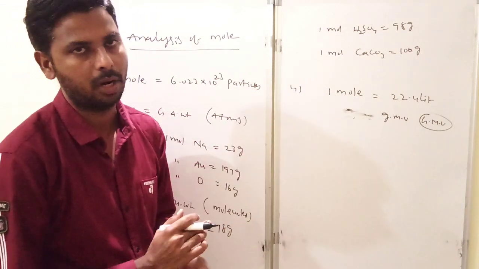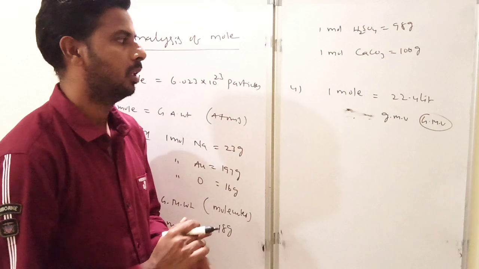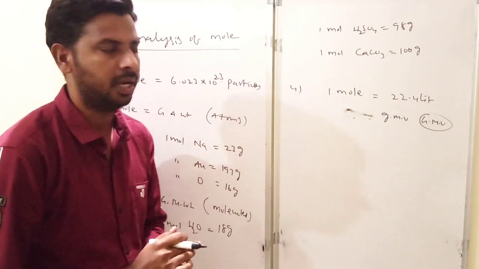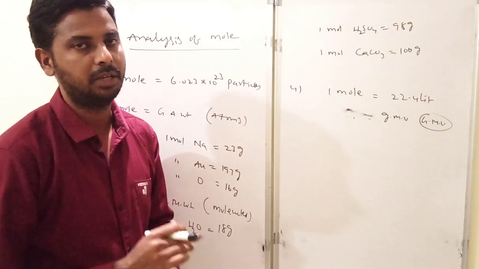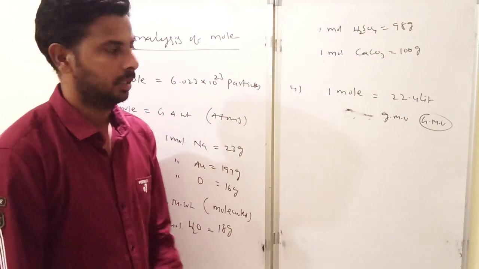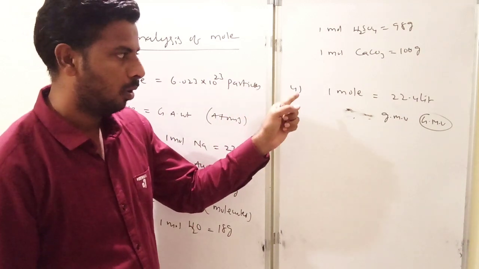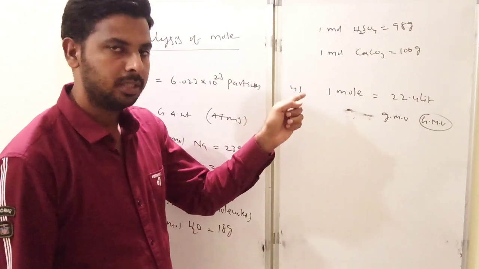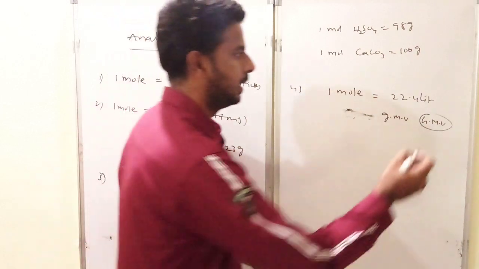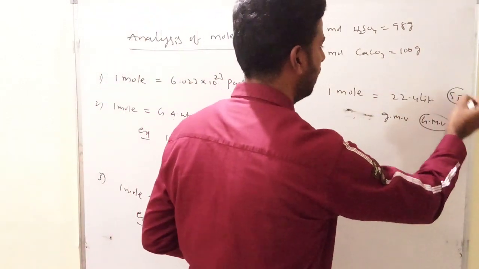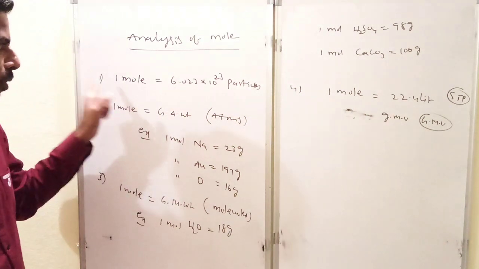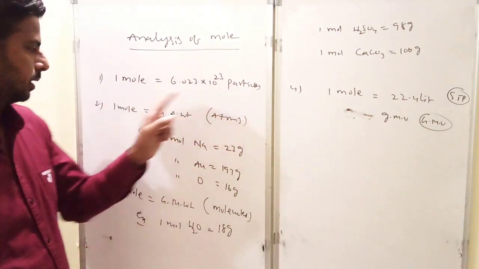This is according to Avogadro's hypothesis. According to the Avogadro hypothesis, equal volumes of gases under similar conditions of temperature and pressure contain an equal number of molecules. So 1 mole of the gas occupies 22.4 liters at STP. This is called gram molar volume. Is it clear?